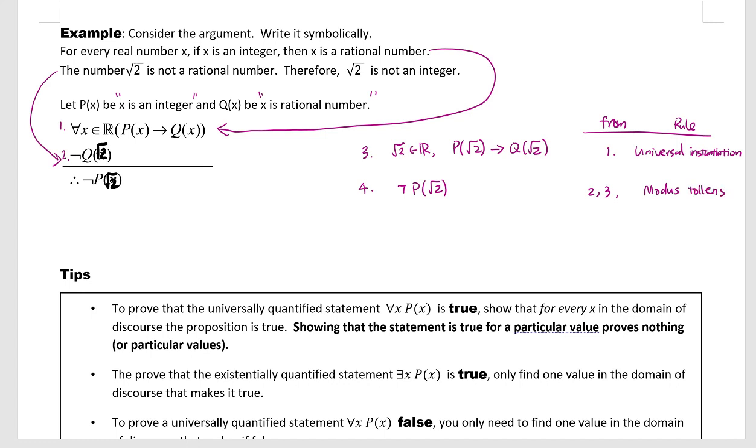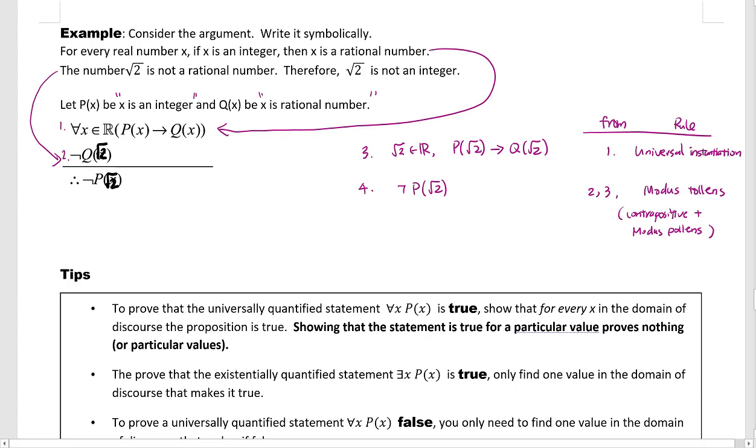Modus tollens is the same as first considering the contrapositive and then using modus ponens. It's two steps combined together, and you get modus tollens. So far so good, everybody.